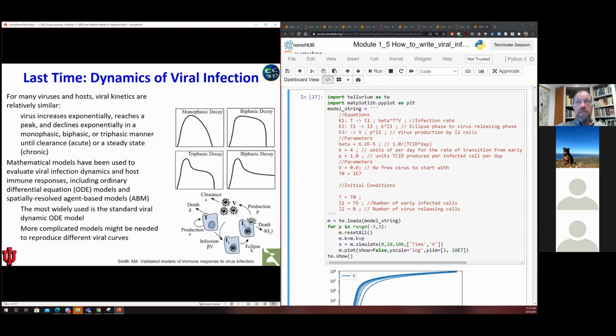We looked more specifically at influenza. Influenza has this classic biphasic pattern, and we were trying to understand that in terms of susceptible cells becoming infected, susceptible cells having a latency before they produce virus, the virus killing the cells, and the immune system coming in and clearing.